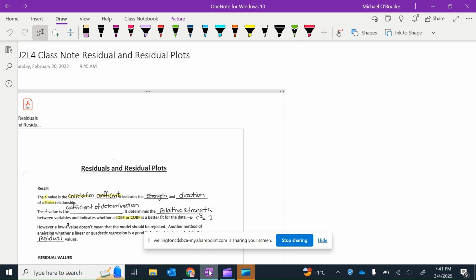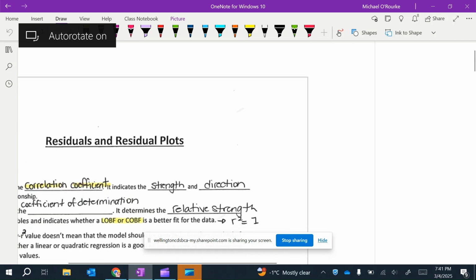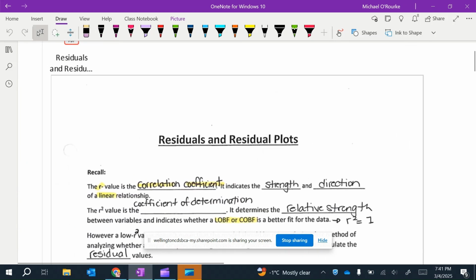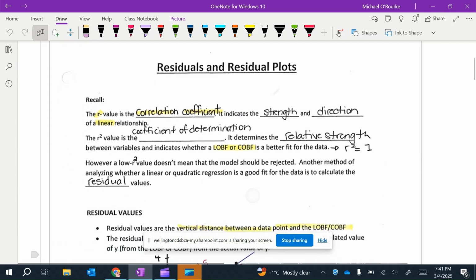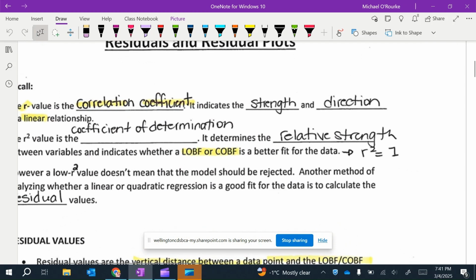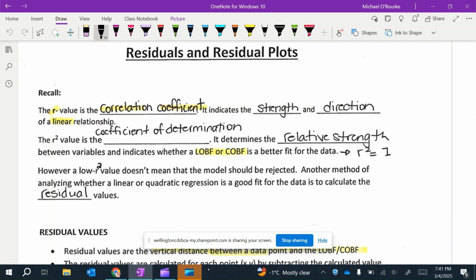Okay, so we're going to look at residual plots today. If we remember, the correlation coefficient we did the other day gives strength and direction. The coefficient of determination gives relative strength. But there's something here. Sometimes a low R squared value doesn't mean the model is rejected. There's another method to take a look at.